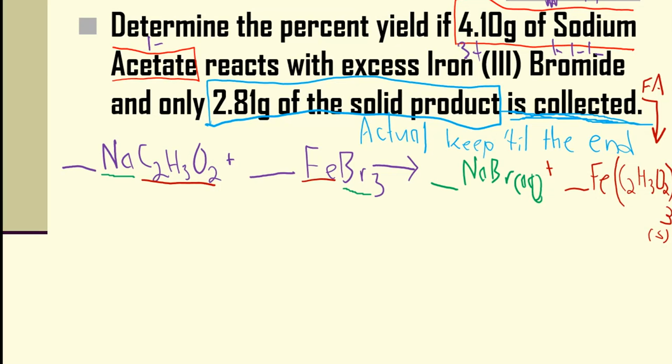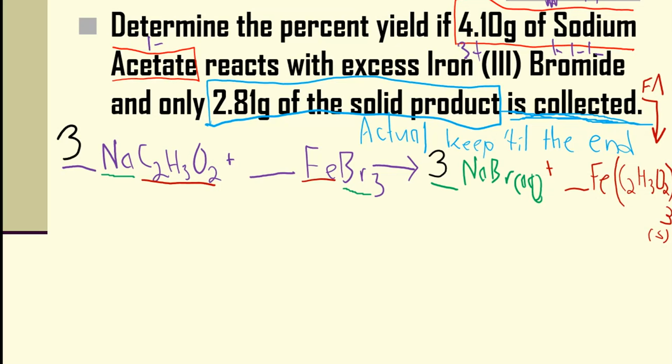So I've got that all set up. Now I need to balance this because, whenever we do this, we should balance the equation. And to balance this, all I need to do is put a 3 here so that the acetates are 3 on both sides, and a 3 here so that the sodiums and bromines are 3 on both sides. So that's all I need to do to balance it.